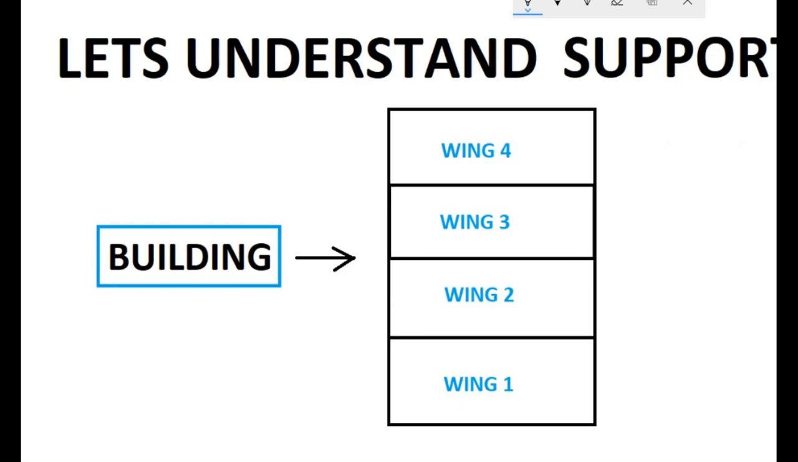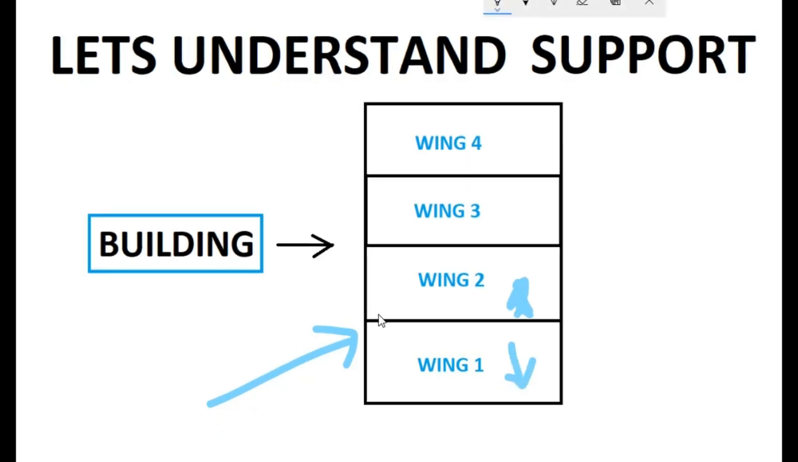Let's understand what a support is with this example. I have drawn a building here, and instead of floors, I have named it wing 1, wing 2, wing 3. And let's assume you stay in wing 2. Now, what is supporting you so that you don't fall to wing 1? The floor of wing 2 is supporting you so that you don't fall to wing 1. So this floor, what is stopping you, what is helping you to stand there, we call it a support.